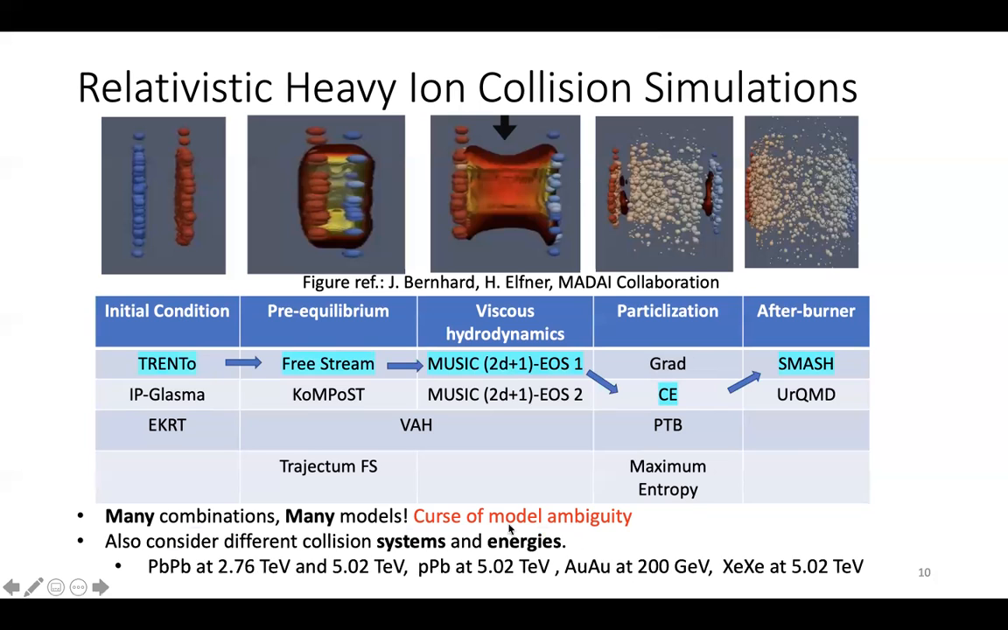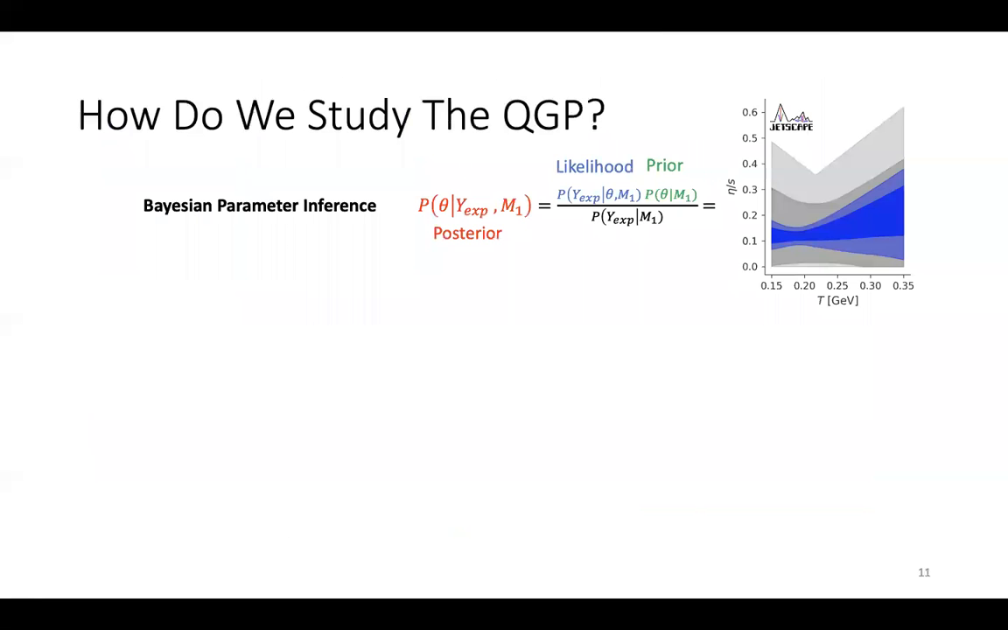On top of this complexity, we can also consider different colliding nuclei at different energies, and it just multiplies the number of models that we have. So how do we study this quark-gluon plasma, which is made in these relativistic heavy ion collisions? What we do is we do simulations, and then we compare these simulations with the experimental data. And then we try to find the parameters in our simulations that can best fit our experimental data.